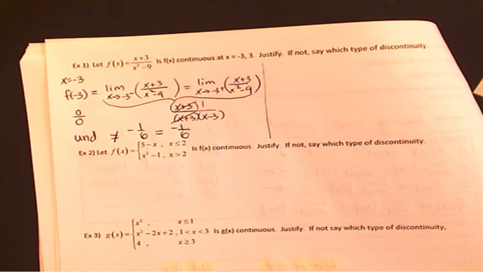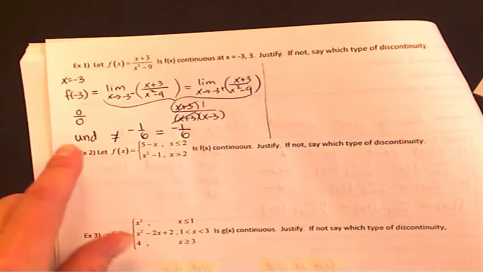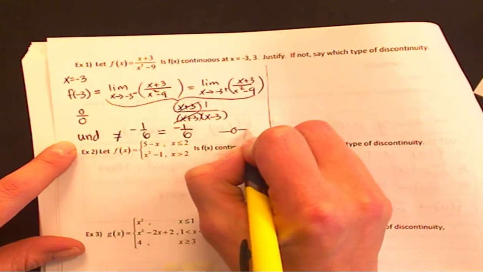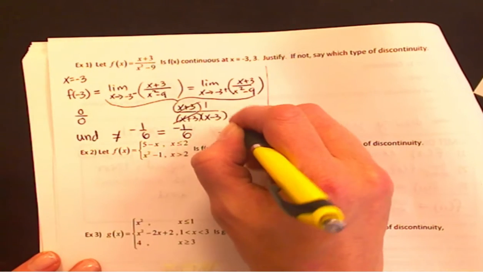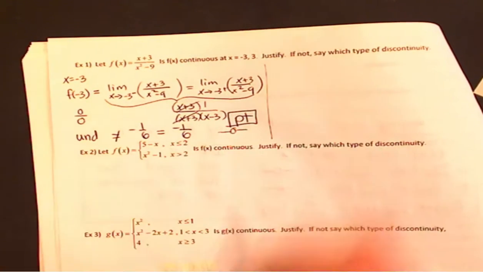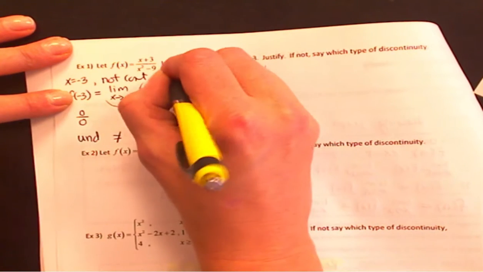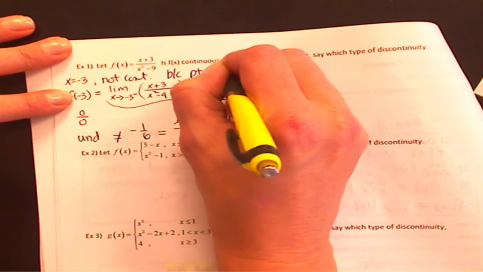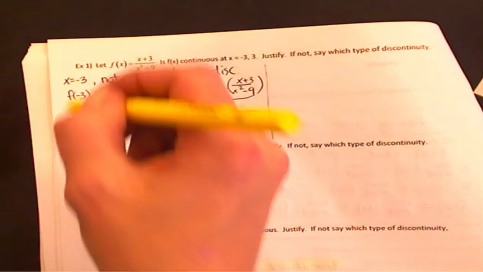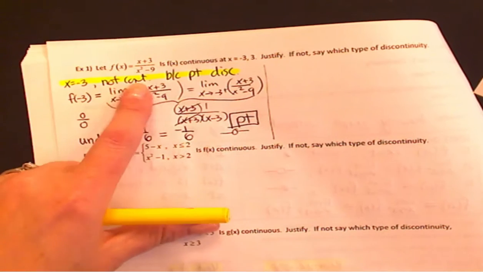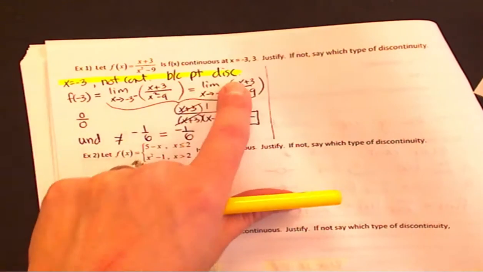Okay, what is it? A point discontinuity. Why? There's no point and the limits are equal. What does it mean when there's no point? And left and right are the same. So there is a point discontinuity. Not continuous because of a point discontinuity. There's my answer. At x equals negative 3, it's not continuous because there is a point discontinuity.